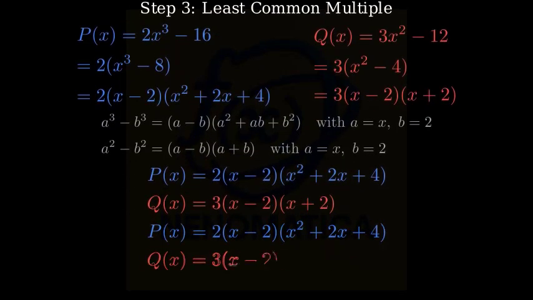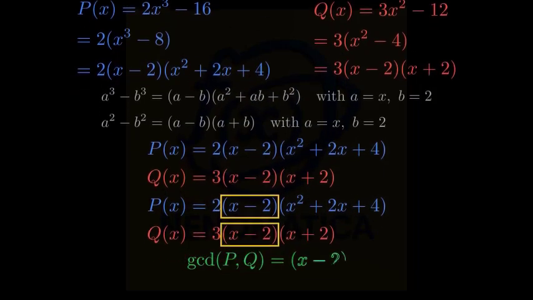Step 2. The greatest common divisor is the product of the common factors with the smallest powers. Here, both p and q share the factor x minus 2. So the greatest common divisor equals x minus 2.